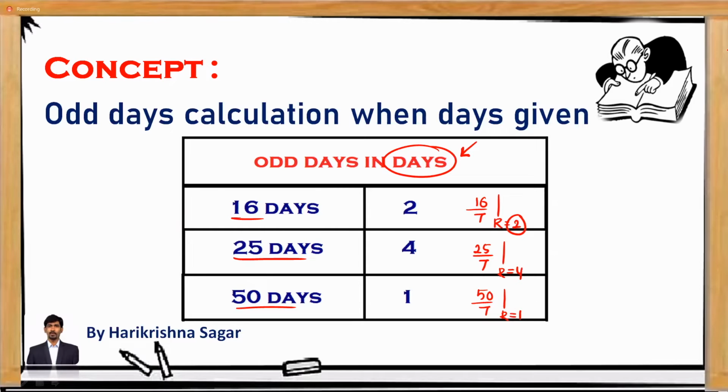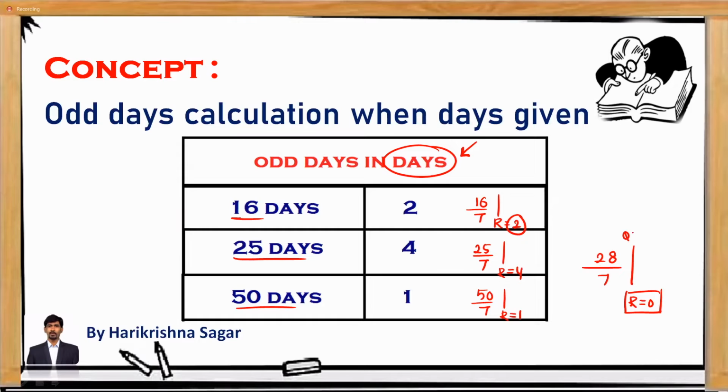Whatever the days are, you can simply find out the number of odd days for it. For example, 28 days are there. What is the number of odd days is the question. 7 4s are 28. What is the remainder? The remainder is 0. That means there are no odd days.